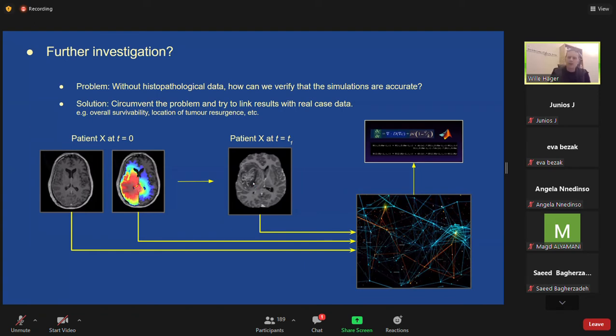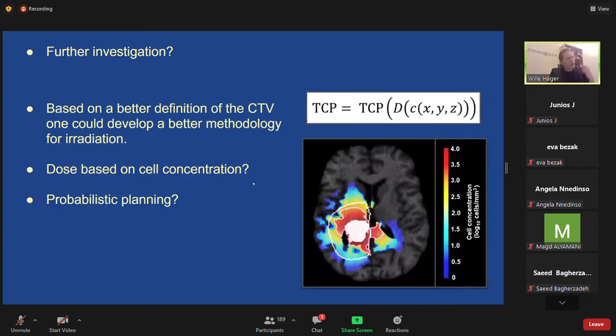And even further in the future, perhaps if we get this to work, we might even be able to use a CTV that's better used for radiation. Perhaps using dose based on cell concentration planning. So we might have a PCP that depends on dose, but of course, we might depend on the number of cell concentration in this region. And probabilistic planning and so forth. But this is for the future. We haven't gotten this far yet.